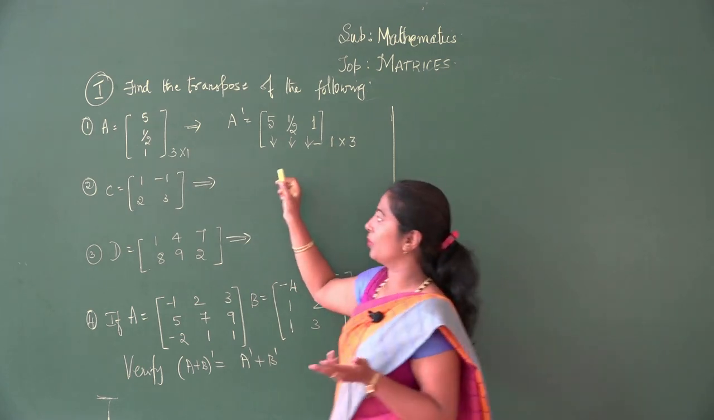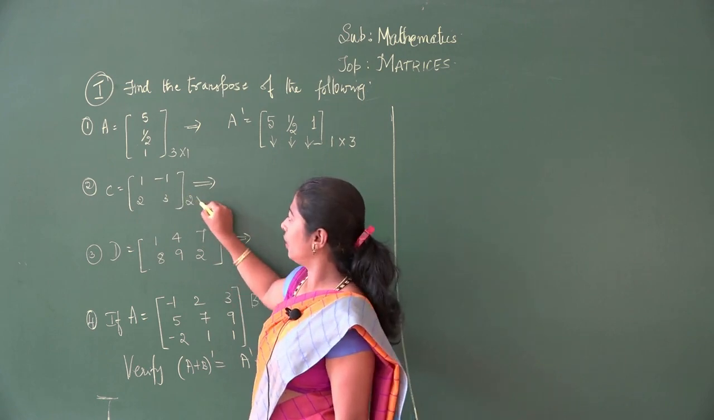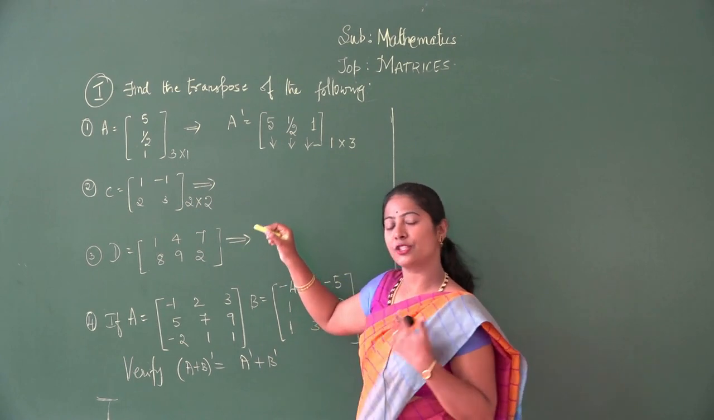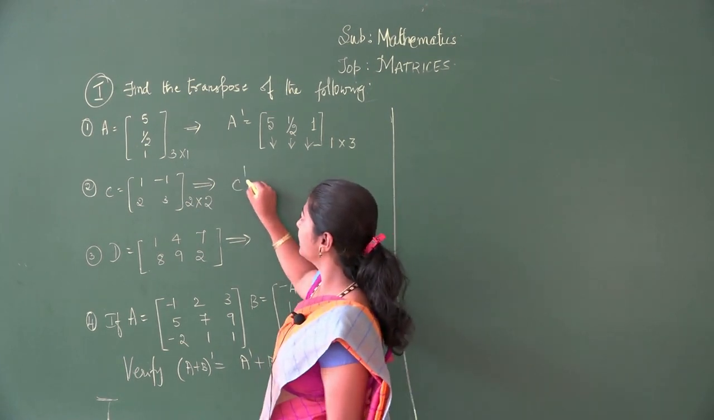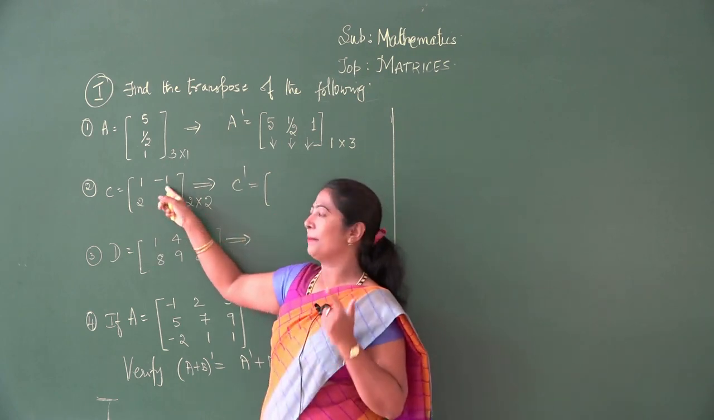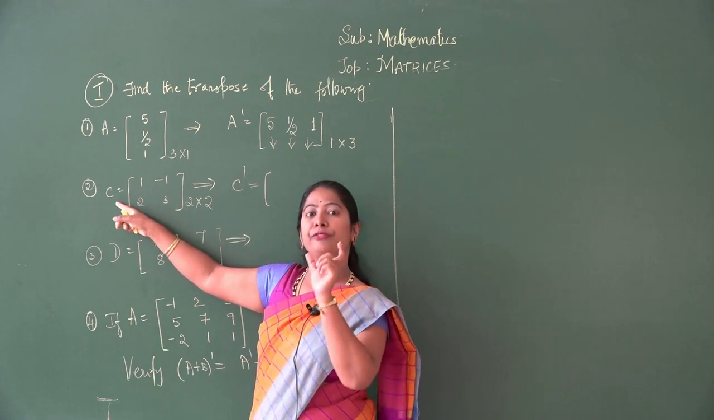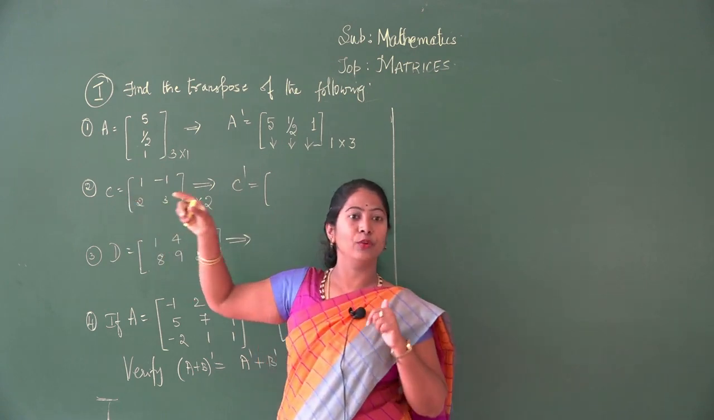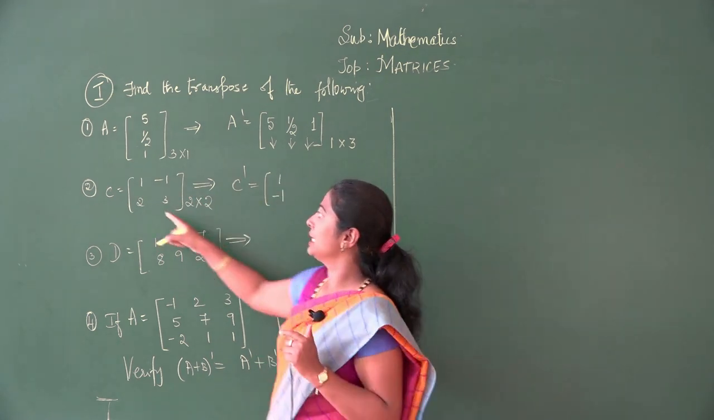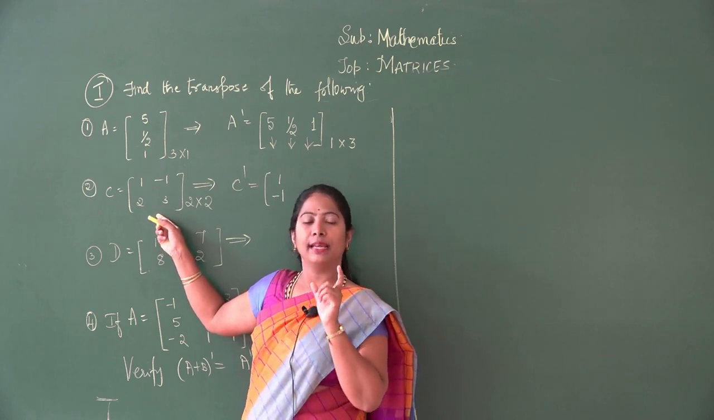Moving on to the second problem. What is the order of matrix C? 2 cross 2. How do we denote the transpose of a matrix? C dash or C transpose. That is, C dash is equal to, interchange rows into columns. 1, minus 1 are the elements in the matrix C which belong to the first row. That will be changed into a column and can be written as 1, minus 1. Similarly, 2, 3 are the elements which belong to the second row.